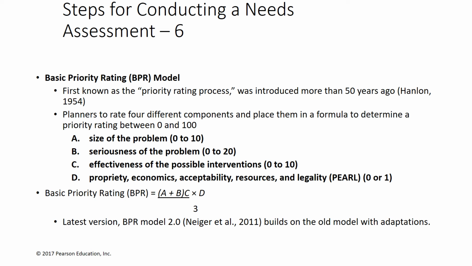Effectiveness of possible interventions. If interventions are applied to this situation, what kind of outcomes would we expect to see? And then D, propriety, economics, acceptability, resources. So basically your capability of conducting an intervention in this group. They give you this formula. Remember your order of operations. So you do A plus B, and in parentheses, times C, then all of that times D divided by 3.